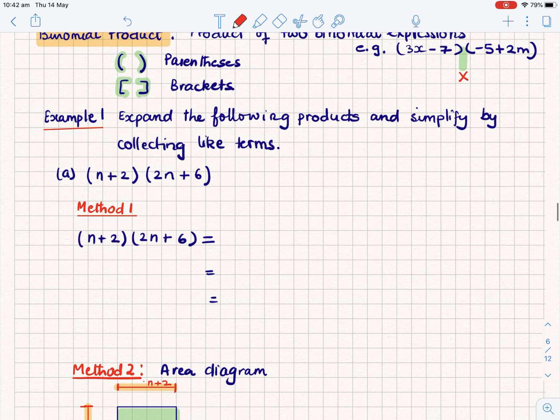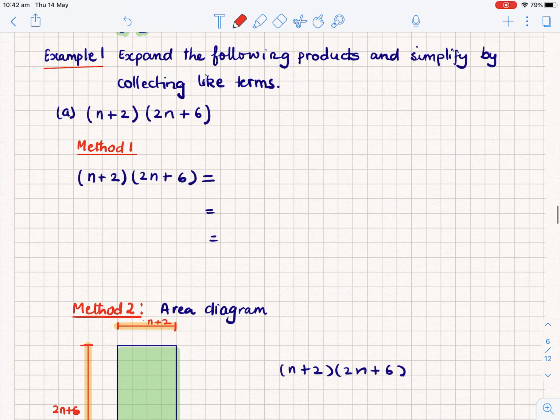Example 1. Expand the following products and simplify by collecting like terms. (n plus 2) times (2n plus 6). Method 1. You split the terms in the first parenthesis. So you write n plus 2. Very important: you need to include the sign with the second term. And then write the second grouping symbol terms as they are.